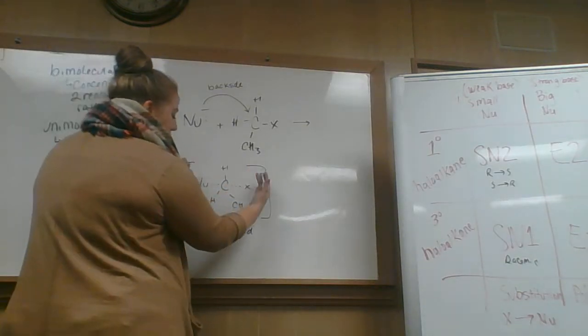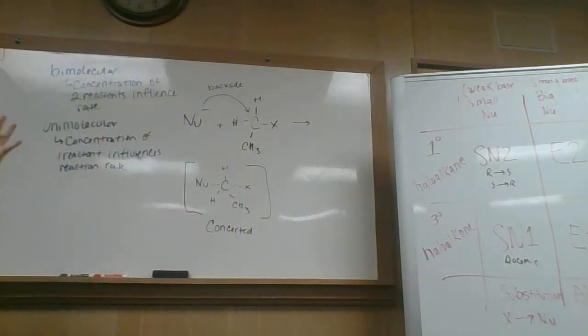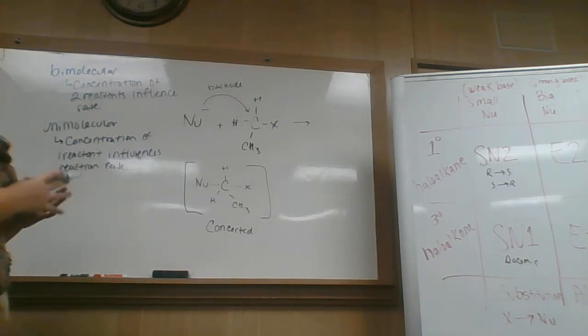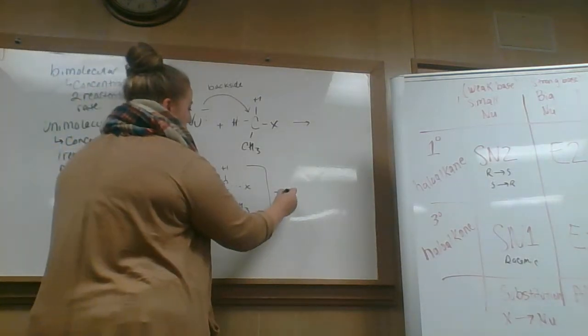When a reaction is concerted, that means it has a transition state. That's what I'm showing here, the transition state. So we have this midpoint between our reactants and our final product. But it's not actually a step. It all happens at one time. There's not multiple steps taking place.